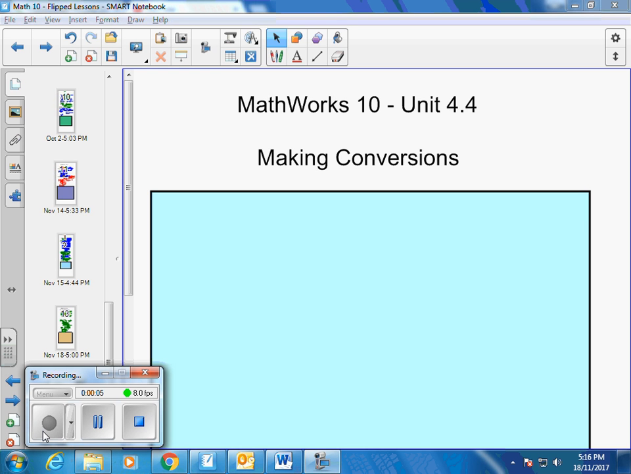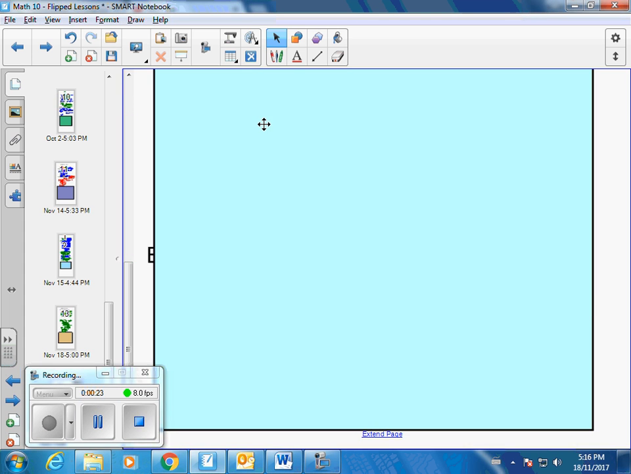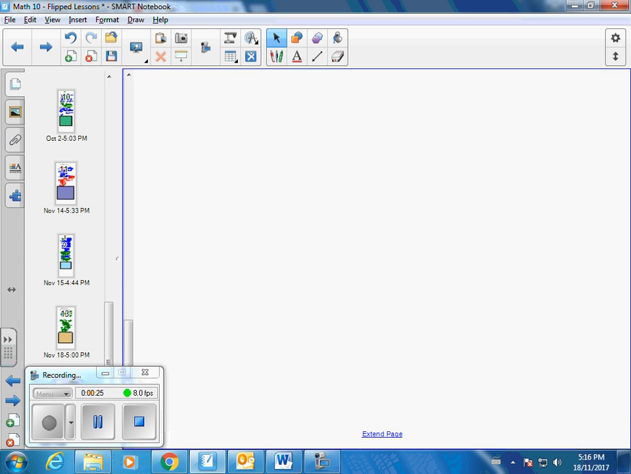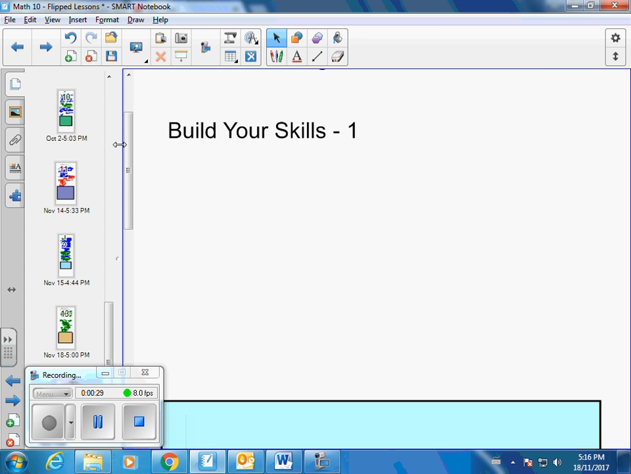Welcome to math class. We are continuing on in the MathWorks 10 workbook on unit 4.4, working on making conversions. We are continuing on going back and forth between our metric and imperial systems a little bit. We are going to start with the example on page 204, build your skills, number 1. So we're going to look at the first example on build your skills.